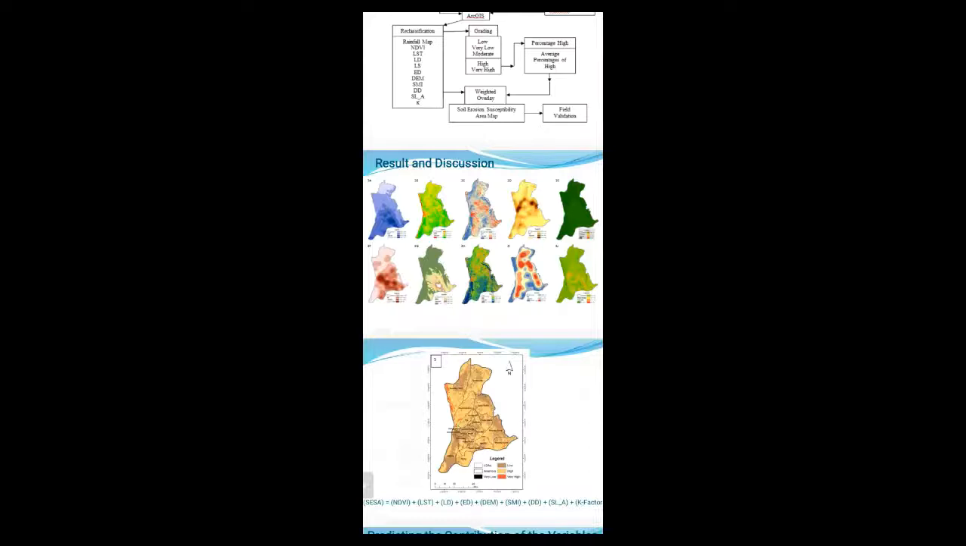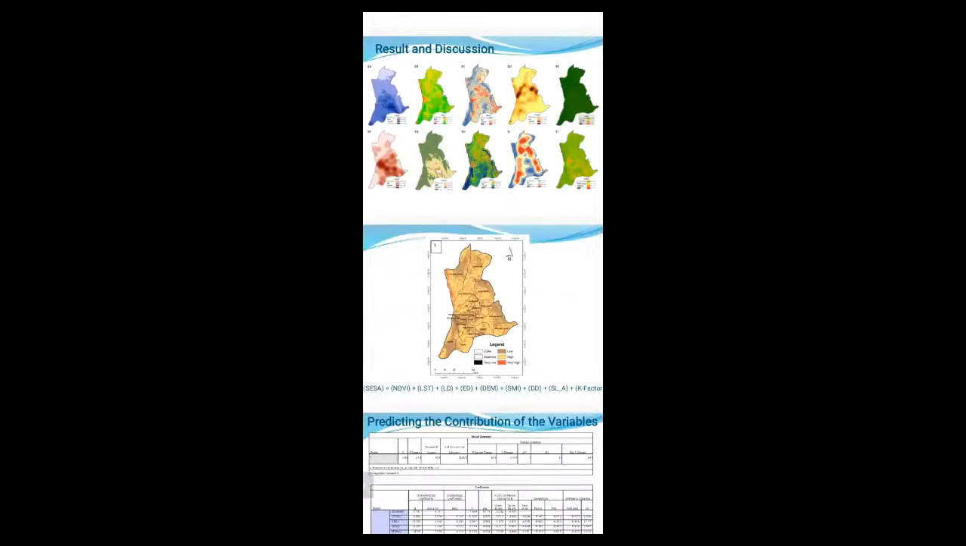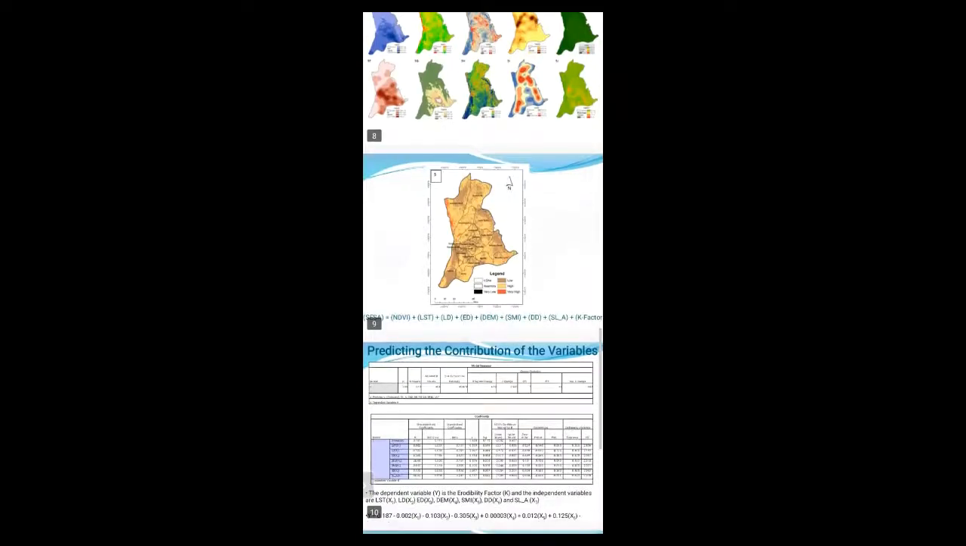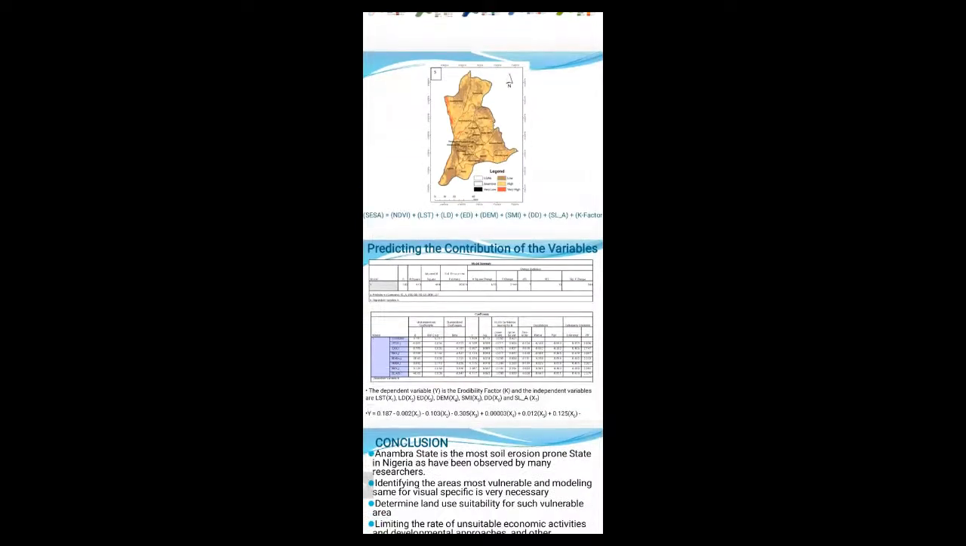The maps that resulted from this exercise are shown. You could see them. These are the susceptibility maps. And we came up with one general map, being the model, which we named SESA, Soil Erosion Susceptibility Area, by adding the outcomes of the causative factors to produce one single map showing the areas that are prone or susceptible to erosion in Anambra State. We also went further to show the predicting ability of the variables using regression analysis, which the result is presented in the table.